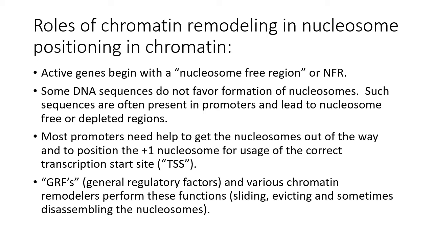Okay, so we need to get the nucleosome in a position so that the +1 nucleosome is prepared for the usage of the correct transcription start site. Now, there are various proteins and protein complexes involved in this process. One type is general regulatory factors, and these are mostly sequence-specific DNA-binding proteins that have their own specific recognition sequences. But there are also the various chromatin remodelers that slide, evict, and sometimes disassemble the nucleosomes. And these all come into play in creating an ordered array of nucleosomes that's optimal for transcription to occur properly.